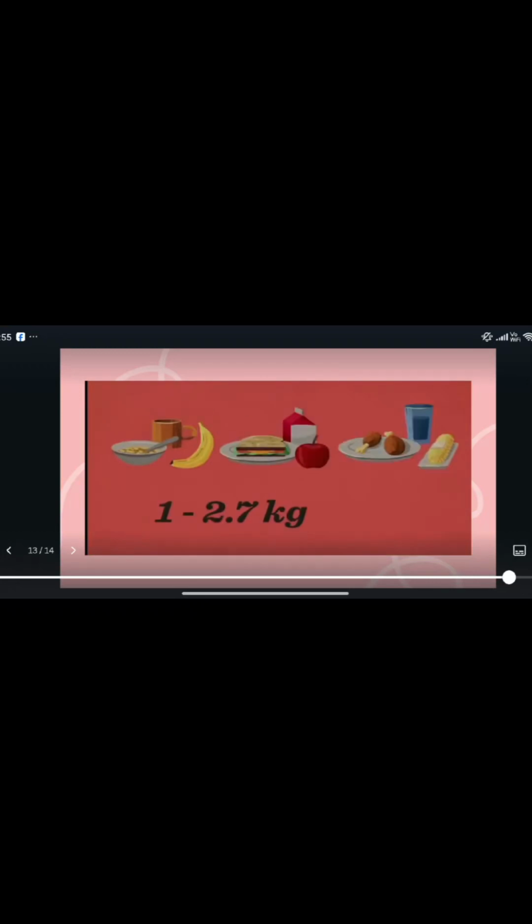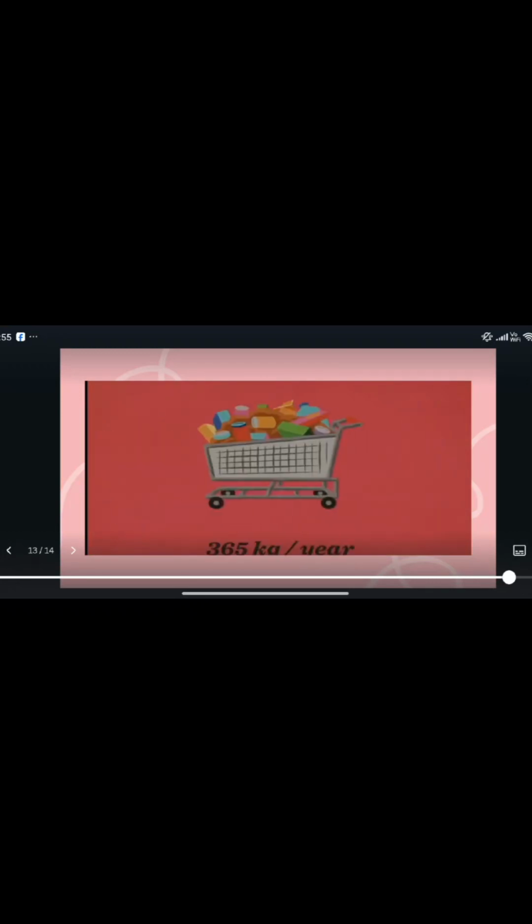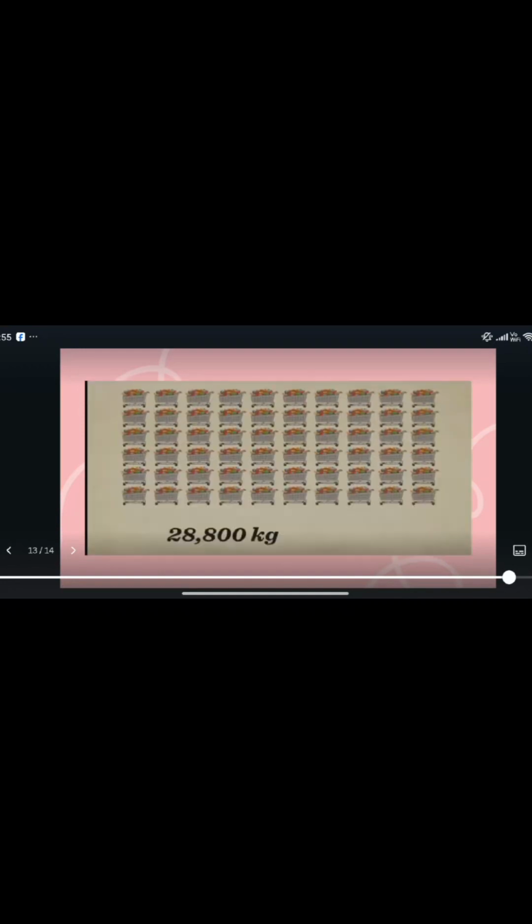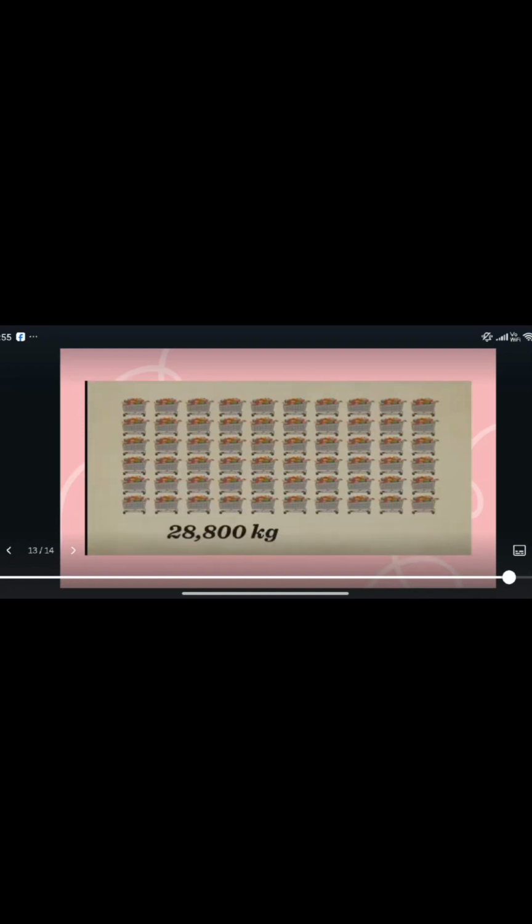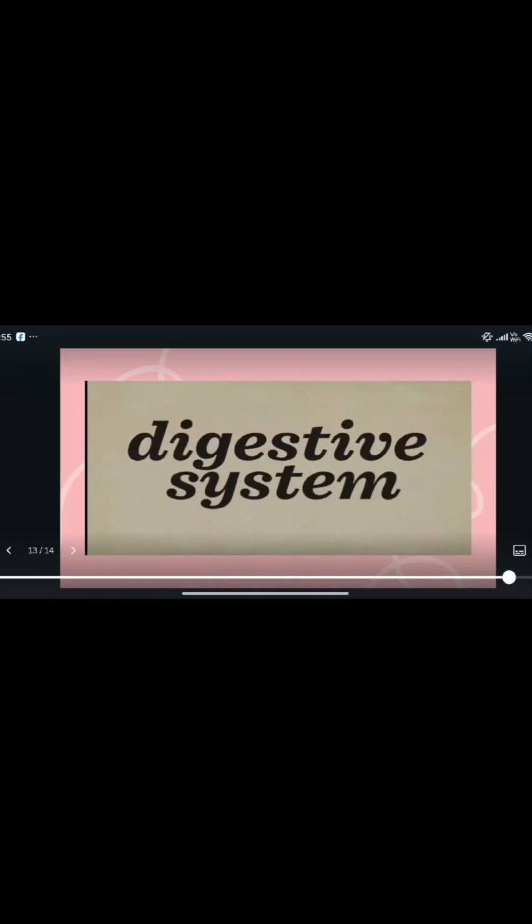Across the whole planet, humans eat on average between 1 and 2.7 kilograms of food a day. That's over 365 kilograms a year per person, and more than 28,800 kilograms over the course of a lifetime. And every last scrap makes its way through the digestive system.